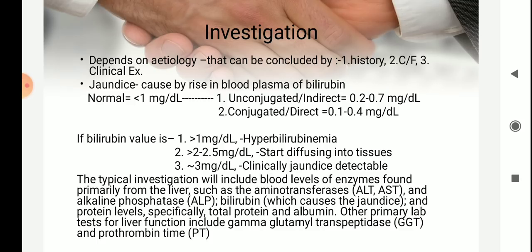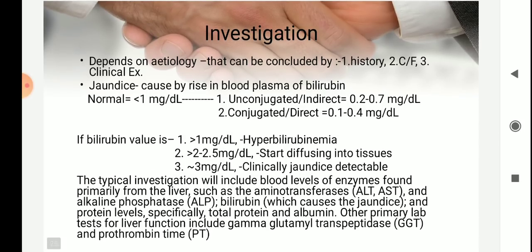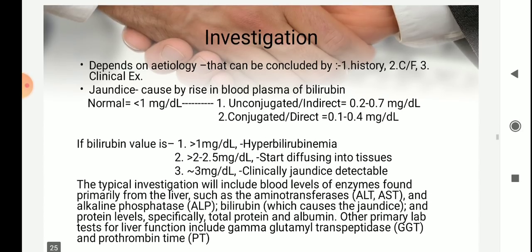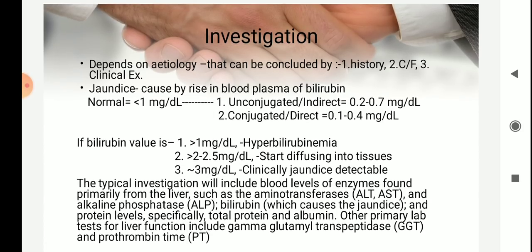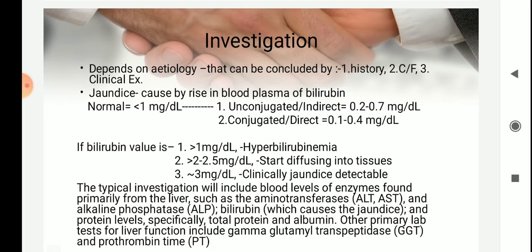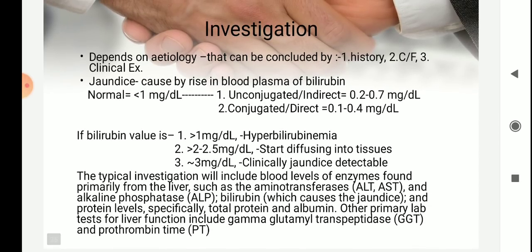The typical investigation will include blood levels of enzymes found primarily from the liver function tests, especially the aminotransferases, ALT, AST, SGOT, SGPT, and alkaline phosphatases, bilirubin, which causes the jaundice, and protein levels, especially the total proteins and albumin levels. So other primary lab tests for liver function include GGT, gamma glutamyl transpeptidases, and even the prothrombin time, which is very much related with the vitamin K.